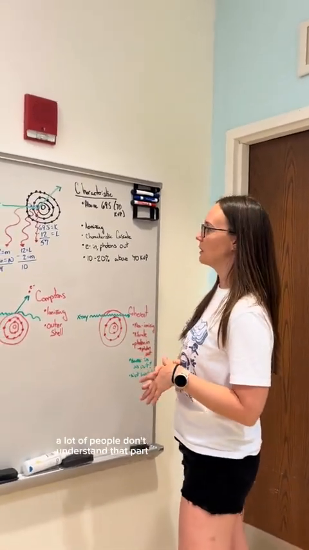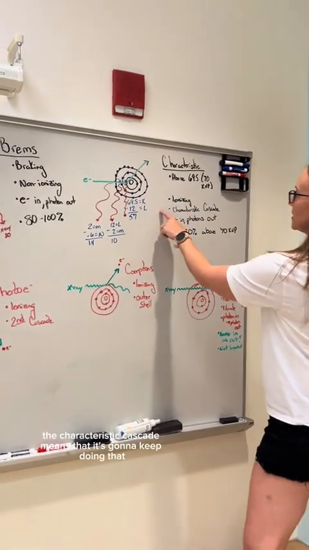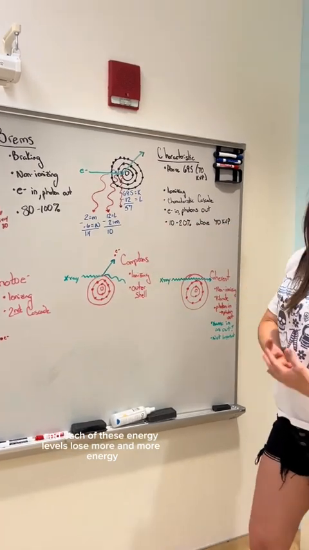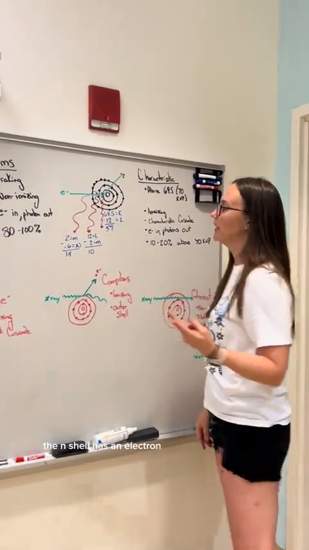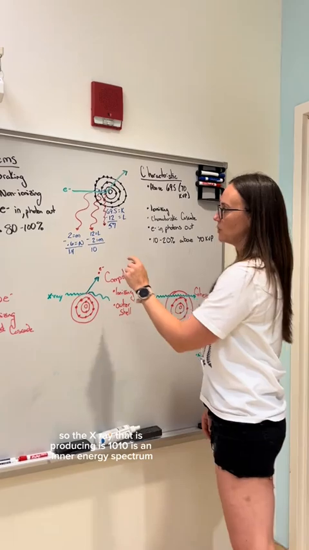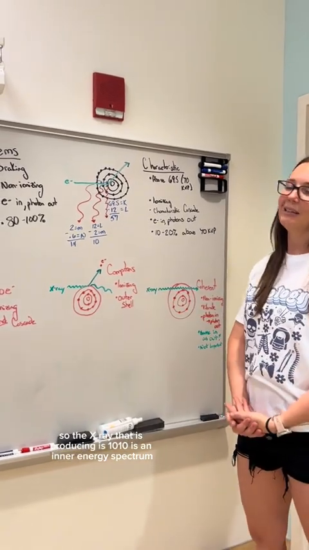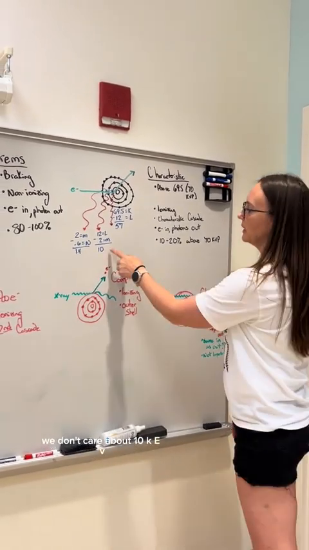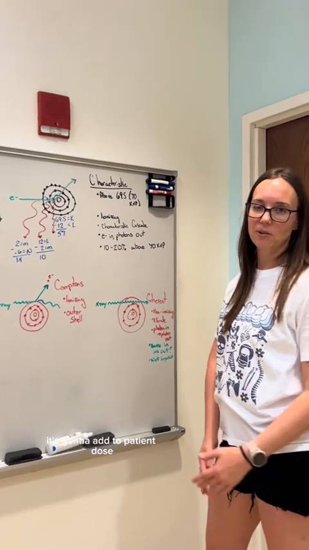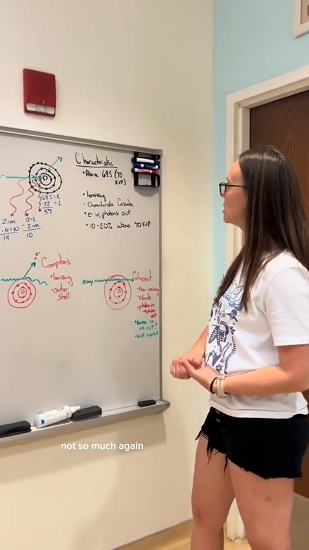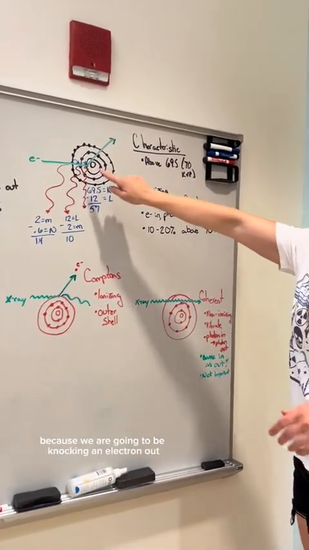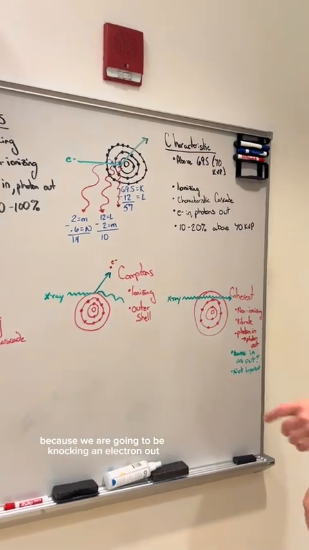A lot of people don't understand that part, and that's okay. Anyways, the characteristic cascade means that it's going to keep doing that, and each of these energy levels lose more and more energy. The N shell has an electron binding energy of 2. So the X-ray that it's producing is 10. 10 isn't in our energy spectrum. We don't care about 10 keV. So it's going to be produced, it's going to add to patient dose, but is it really going to matter? Not so much.